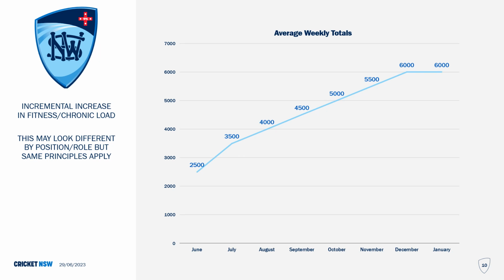So what we want to see is an incremental increase in fitness and chronic load. You know, you don't need to be in June and July in pre-season up at 6,000, and it would be inappropriate for you to go that high from nothing. We want to see that gradual build up across the months. And this may look different dependent on position or role. So fast bowlers might look slightly different to batters in terms of what these values are. But the same principles apply. We want to see that steady increase in weekly average totals across the season.